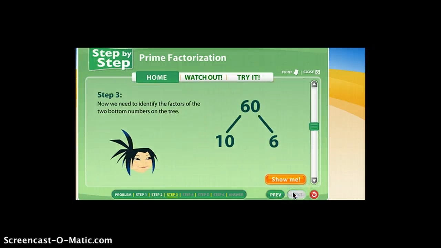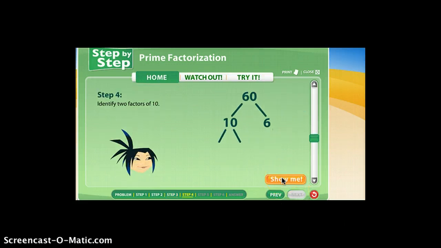Now, we need to identify the factors of the two bottom numbers on the tree. 10 and 6 are the two bottom numbers on the tree, so we'll be looking for factors of those numbers next. Let's start with 10. Identify two factors of 10. 10 has two factors, 2 and 5. Like before, use lines to show the two factors branching off 10.